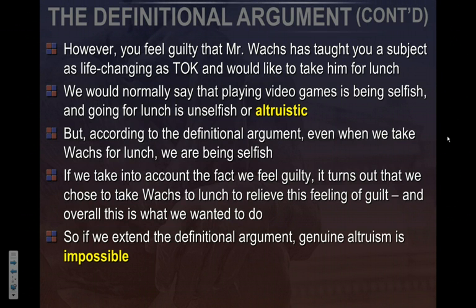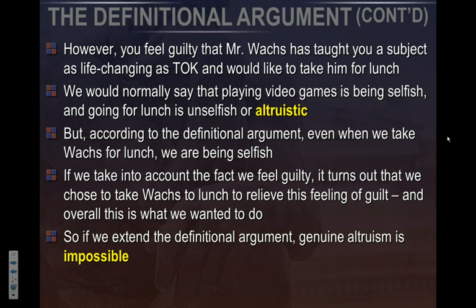So this guilt is what maybe drives us to alleviate that guilt and therefore act in that self-interested, selfish way. So according to self-interest theory, if we believe this argument, there is no such thing as true altruism. There is no acting for others. We are always acting for ourselves.